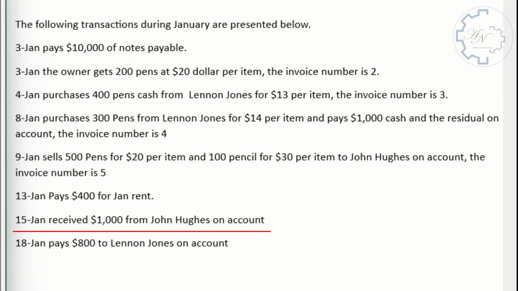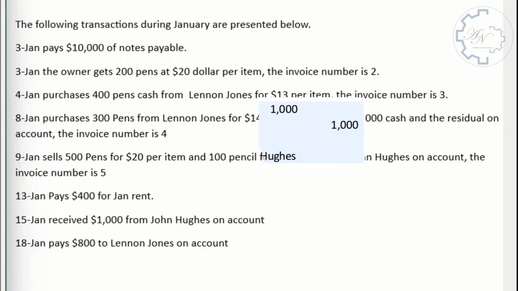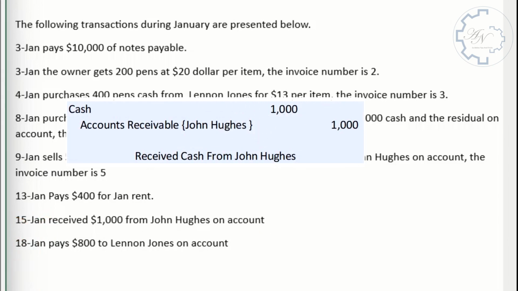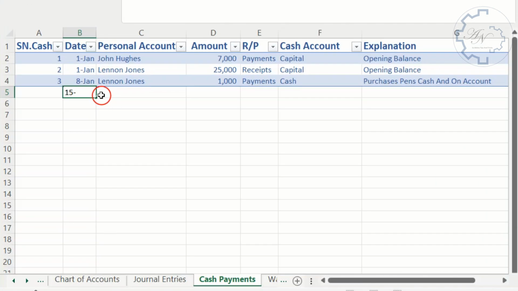On January 15th, received $1,000 from John Hughes on account. The entry is debit cash, credit accounts receivable, John Hughes. Here I will input this entry in the cash payments sheet.